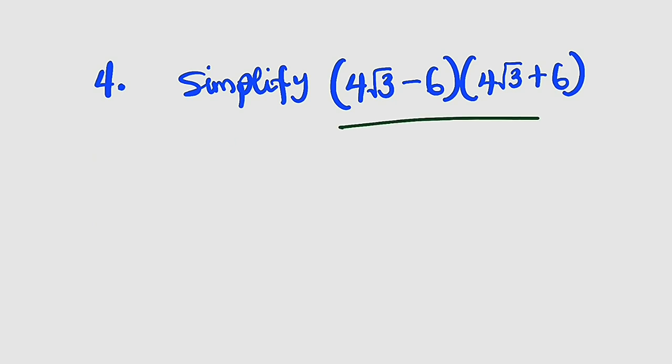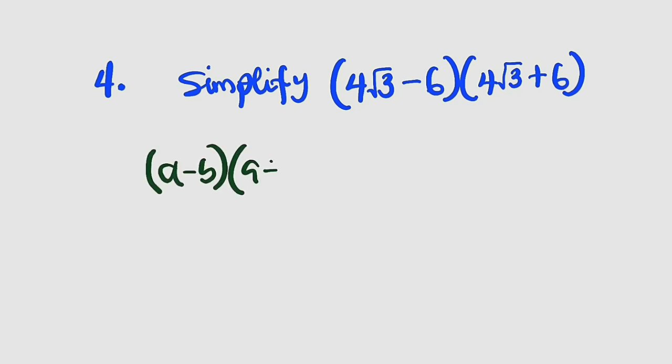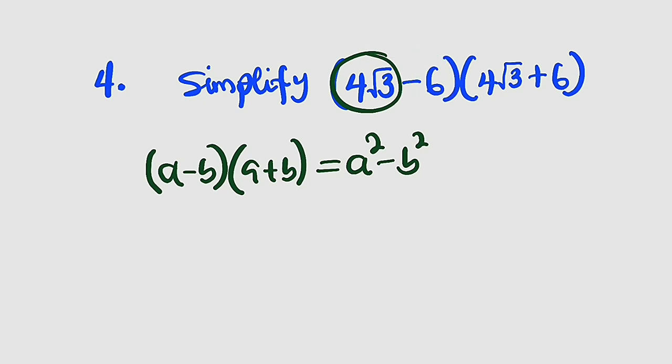We are asked to simplify this. These are factors that we need to multiply, but just observe they only have a difference of sign, plus and minus, which means that we have a difference of 2 squares. If you have a minus b multiplied by a plus b, this is the same thing as a squared minus b squared, as simple as that. So this is a and this is b, all right?